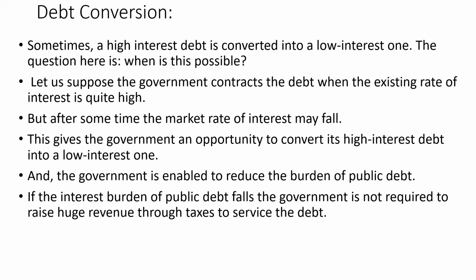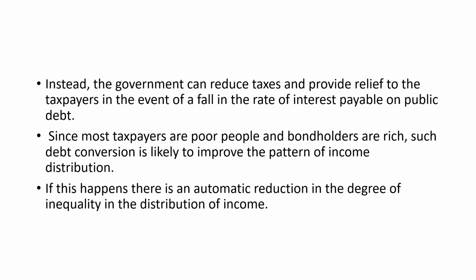So as a result, this gives the government an opportunity to convert its high interest debt into a low interest one. And the government is enabled to reduce the burden of public debt. From a high interest debt, it could come to a low interest debt. If the interest burden of the public debt falls, the government is not required to raise huge revenue through taxes to service the debt. Instead, the government can reduce taxes and provide relief to the taxpayers in the event of a fall in the rate of interest payable on public debt. Since most taxpayers are poor people and bondholders are rich, debt conversion is likely to improve the pattern of income distribution. If this happens, there is an automatic reduction in the degree of inequality in the distribution.